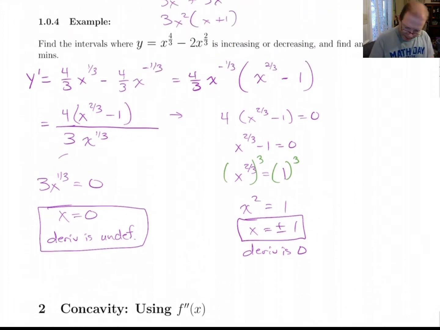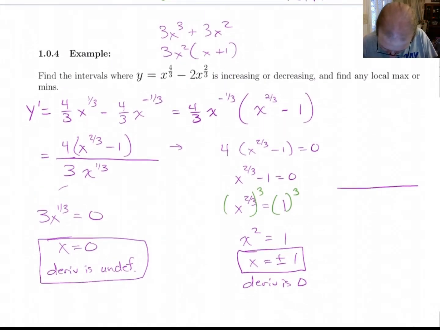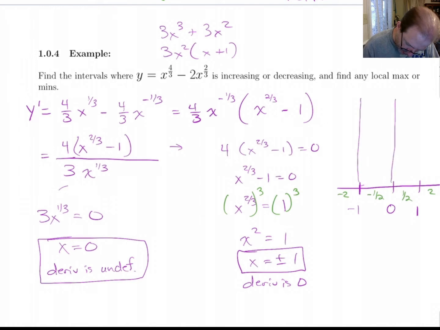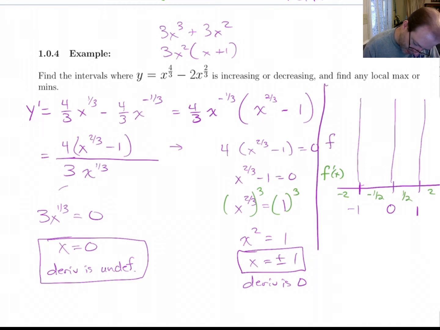I'm out of space. I'm going to come over here to the side. And I'm going to put in negative 1, 0, and 1, because those are my critical numbers. And my test values, I could pick, say, a half, 2, negative 2, and negative 1/2. But tell you what, let's cheat a little bit. I'm going to put in f prime, and f, for my chart here.